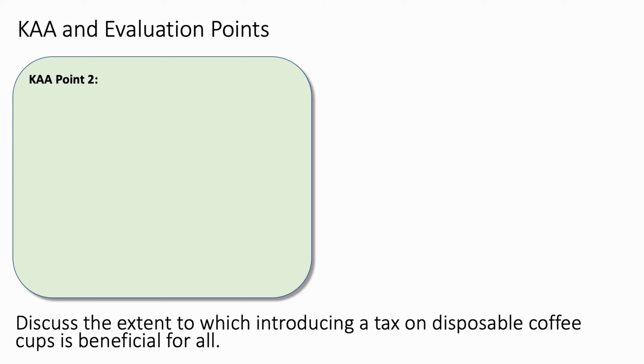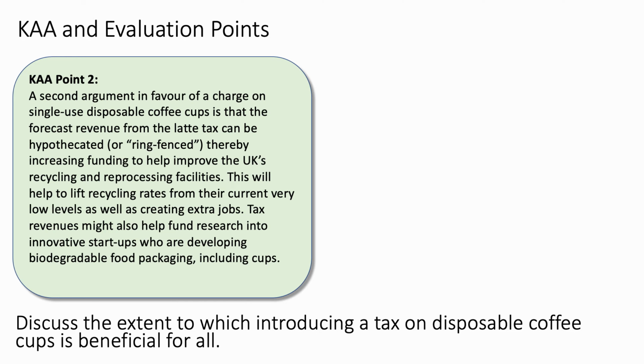Second KA point is that a charge on single-use disposable cups would bring in some tax revenue. That can be hypothecated, is the technical term, or ring-fenced, if you like, and that money therefore could be used to increase funding, perhaps to improve the UK's recycling and reprocessing infrastructure. Very, very small levels of cups are recycled at the moment.